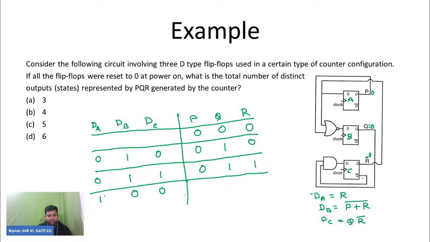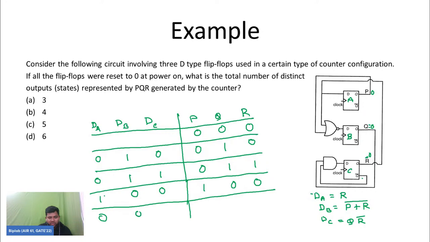Okay, so the output will be 1, 0, 0. Now, let's again copy the output, and after that again decide what will be the next input. DA will be R. R is 0. What will be DB? That is (P plus R) star complement, then its complement. Okay, then it will be 0.